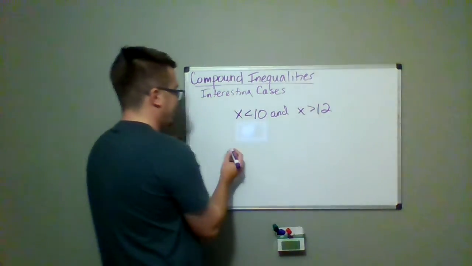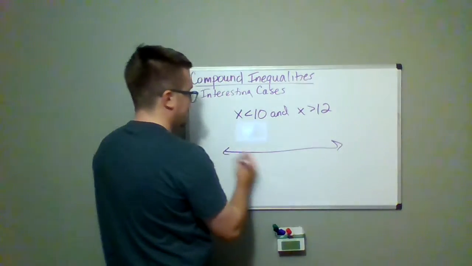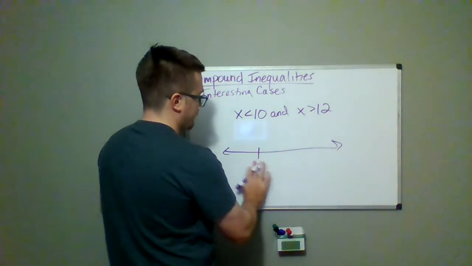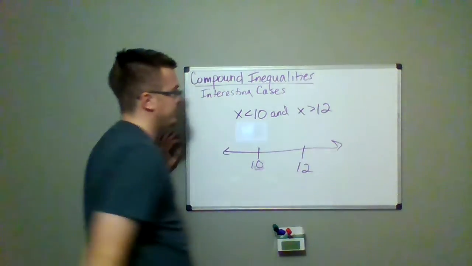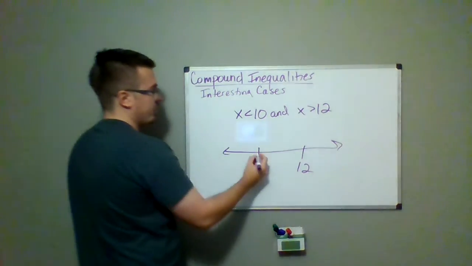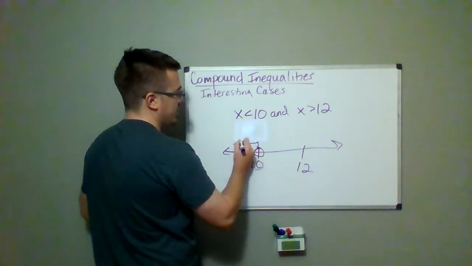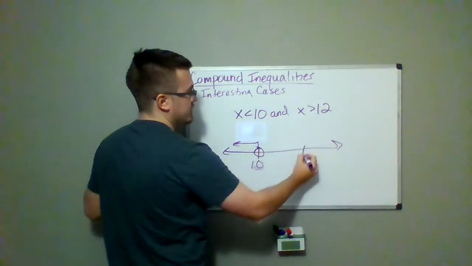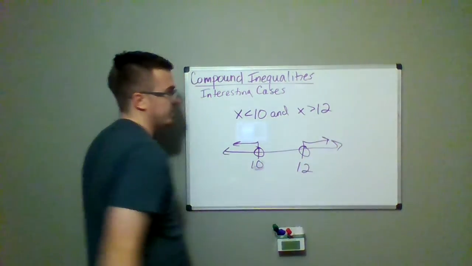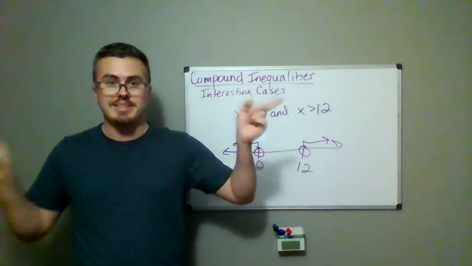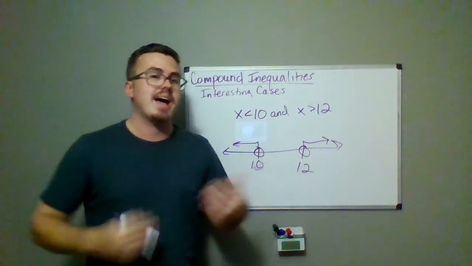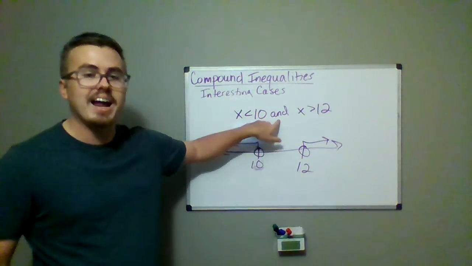So if you think about what that looks like on a number line, if I've got 10 here and 12 here, that means that this one over here says it's an open circle shaded to the left, and this one is an open circle shaded to the right. Now, you might be thinking, this is where Mr. G did his little dance, so this is an or problem. However, this started out as an and problem.